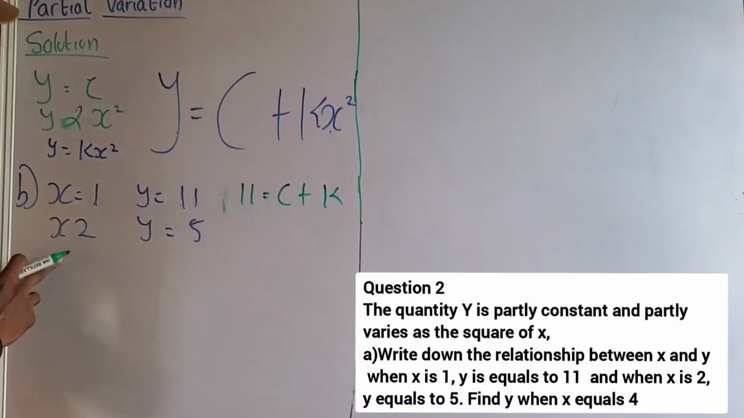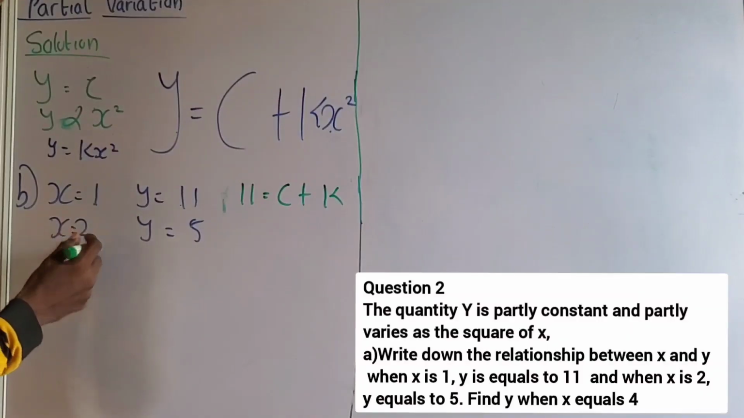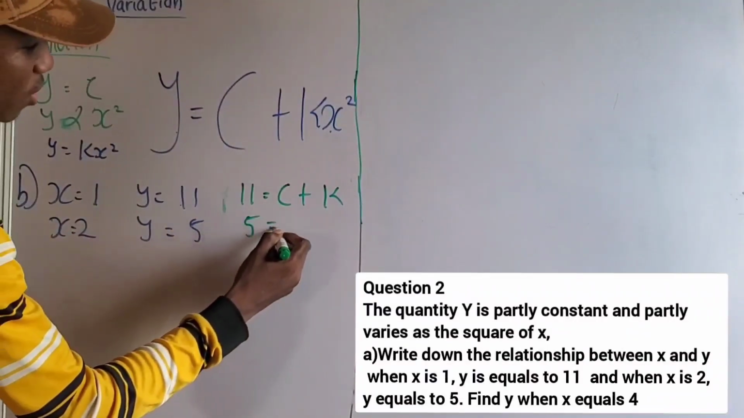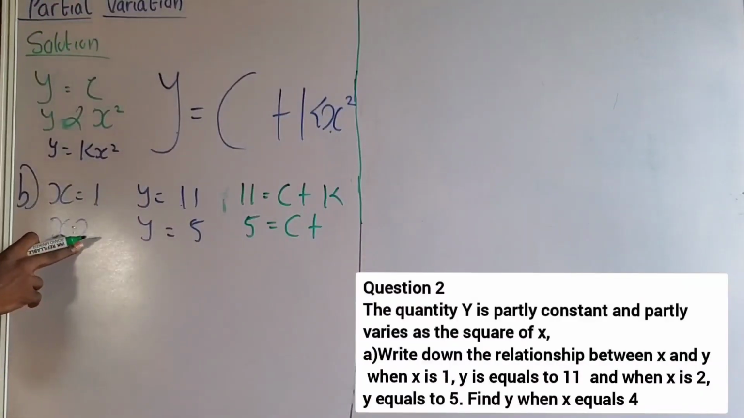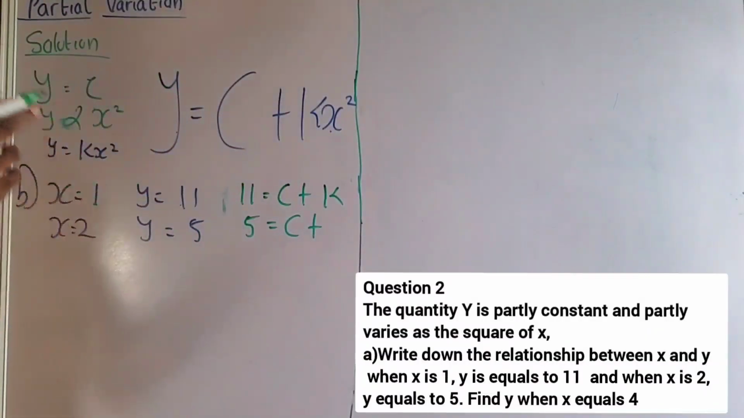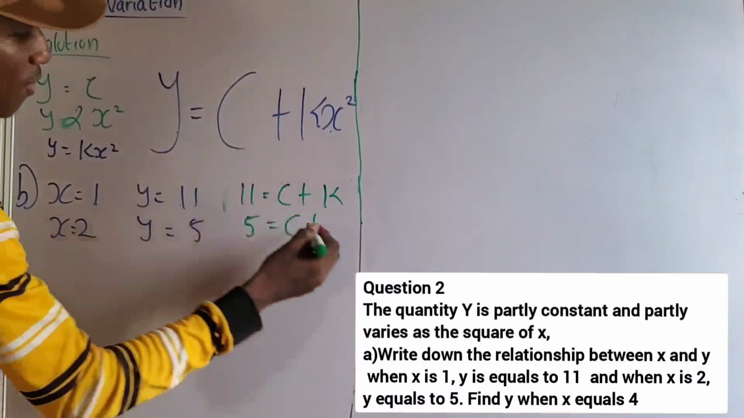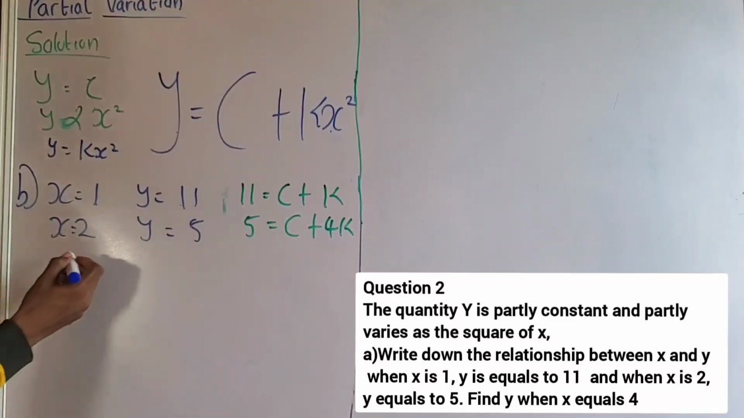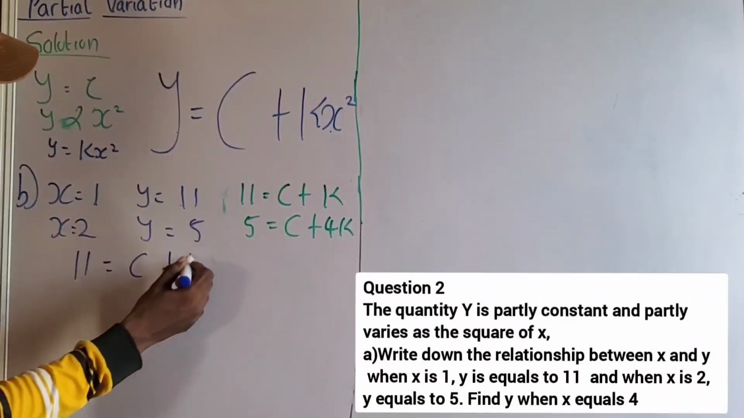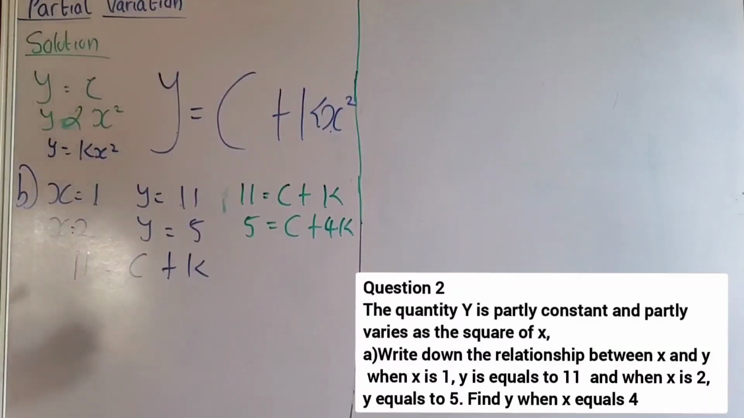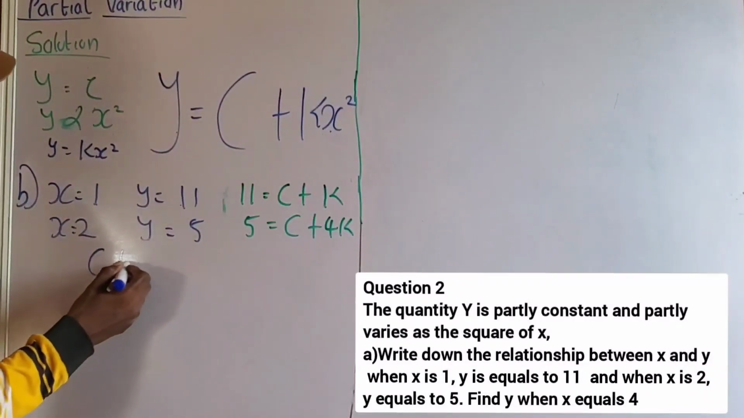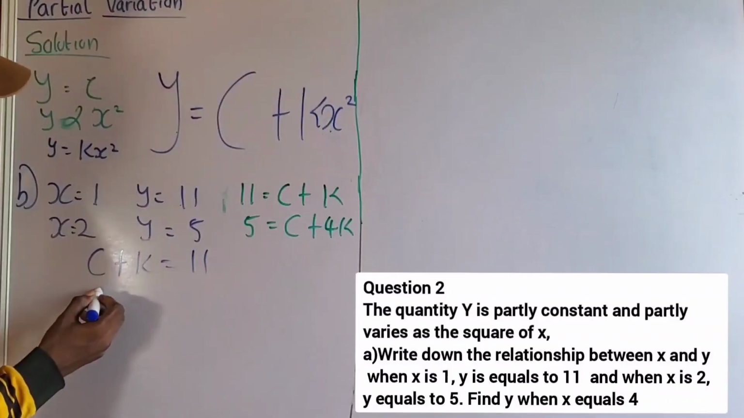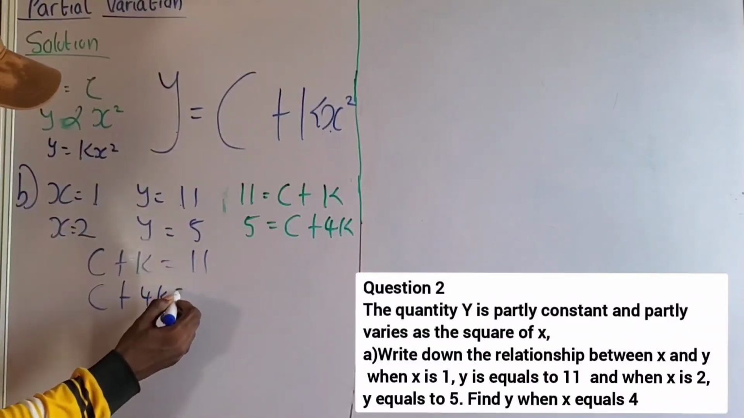Are you getting it? Now for the second condition, we have x equals 2, y equals 5. So I'm going to have 5, which is y, equals c plus, now when x equals 2, I'm going to have 2 raised to the power of 2. Yes, 2 raised to the power of 2 is 4. So I'm going to have 4k. Do you understand? Okay, now we have two equations which can be solved simultaneously. You can write down the equation like this: c plus k equals 11 and c plus 4k equals 5.